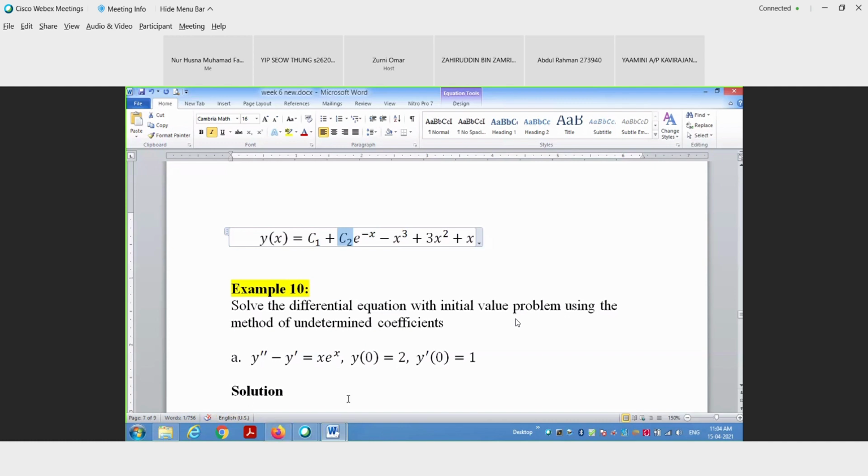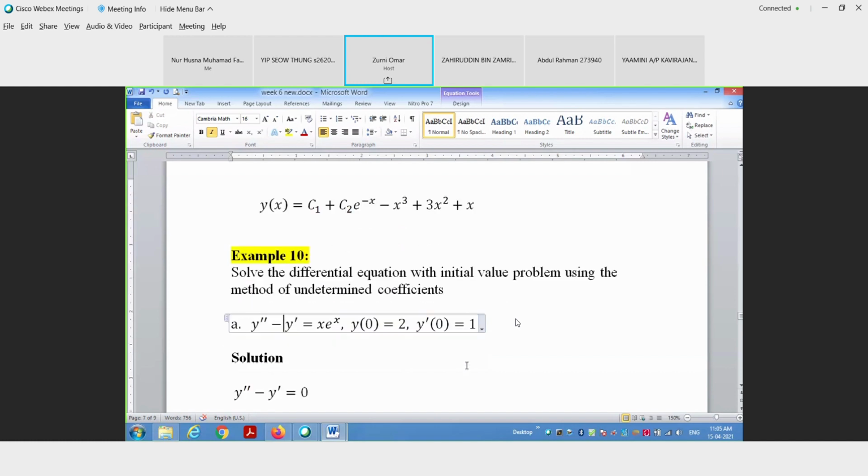Example 10. Y double prime minus y prime equal to x e to the x, is a second order linear equation with constant coefficients, and you are given initial conditions: when x equal to 0, y equal to 2, and when x equal to 0, y prime is equal to 1.